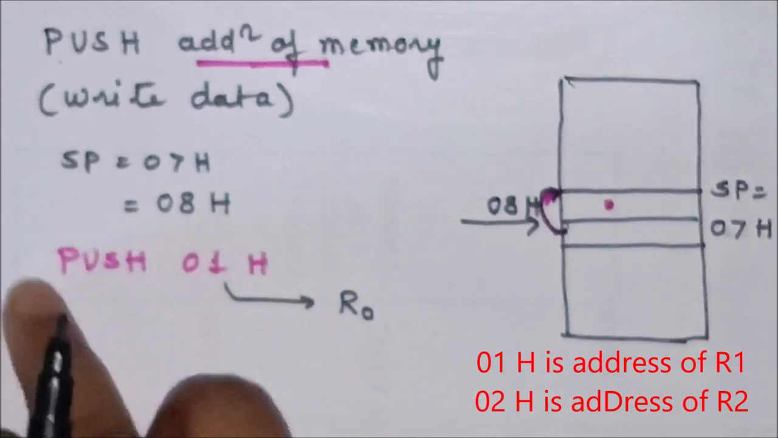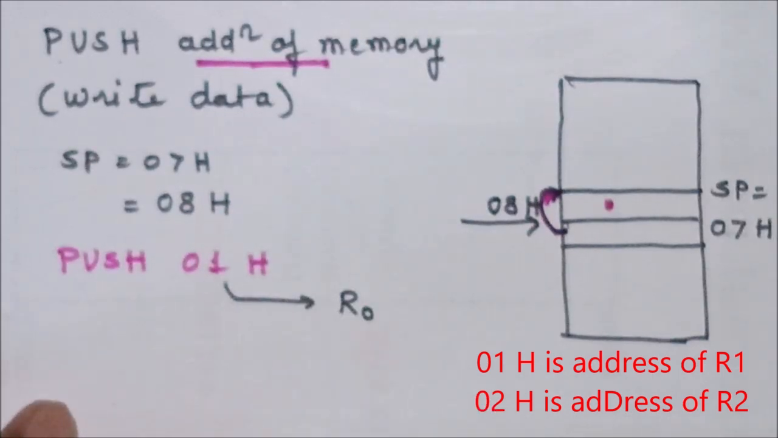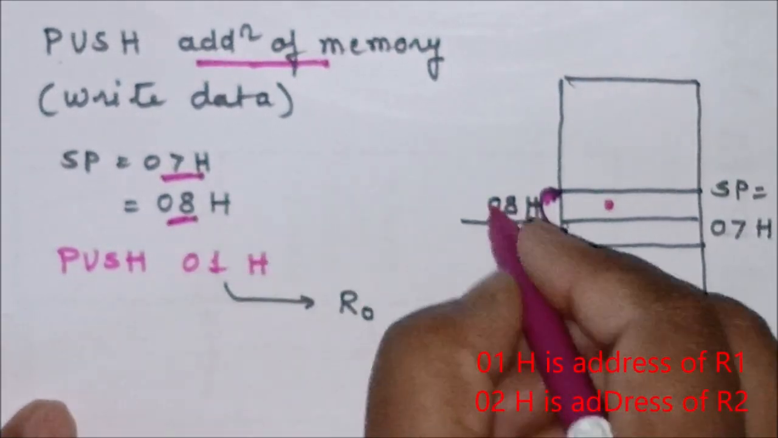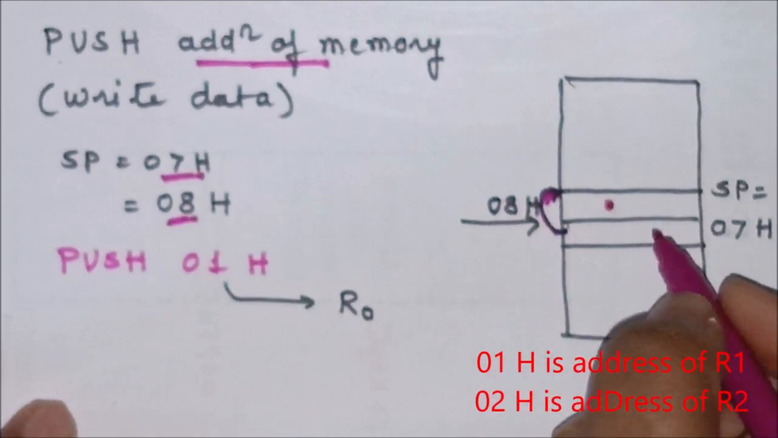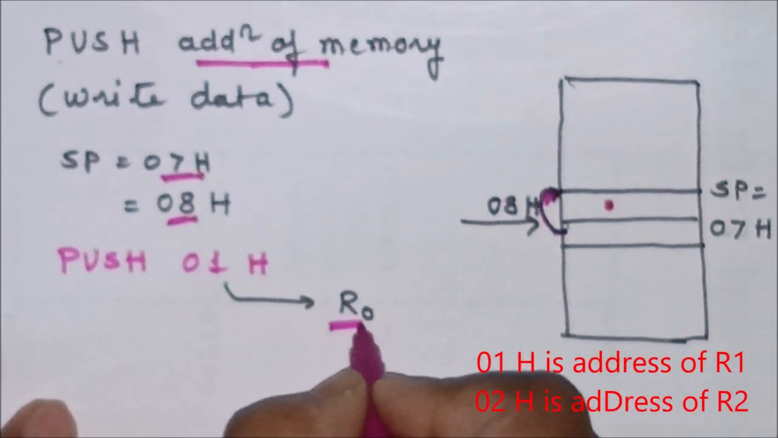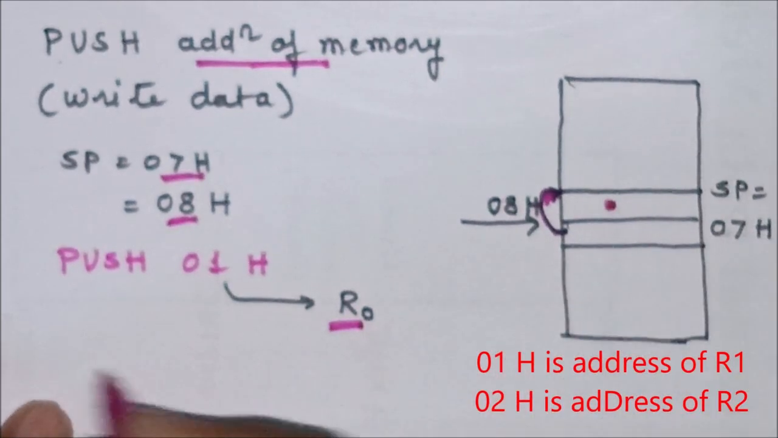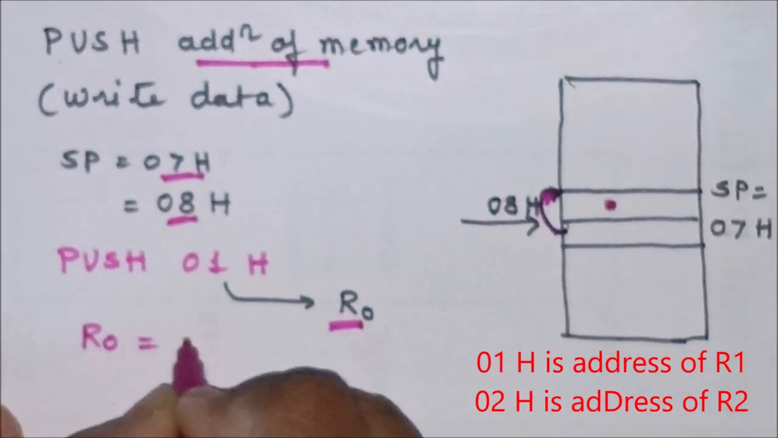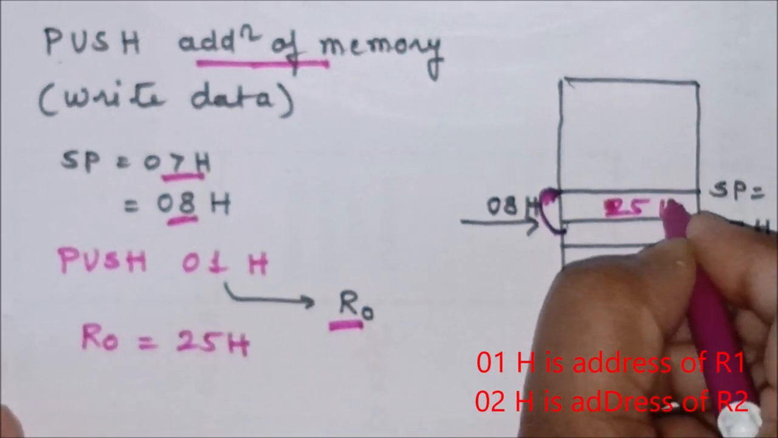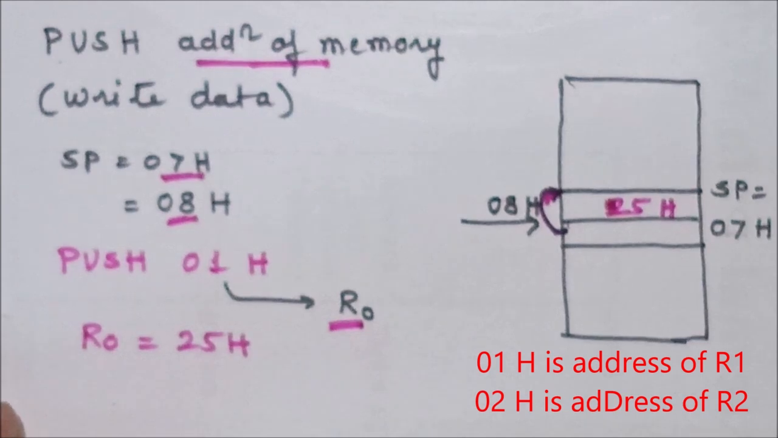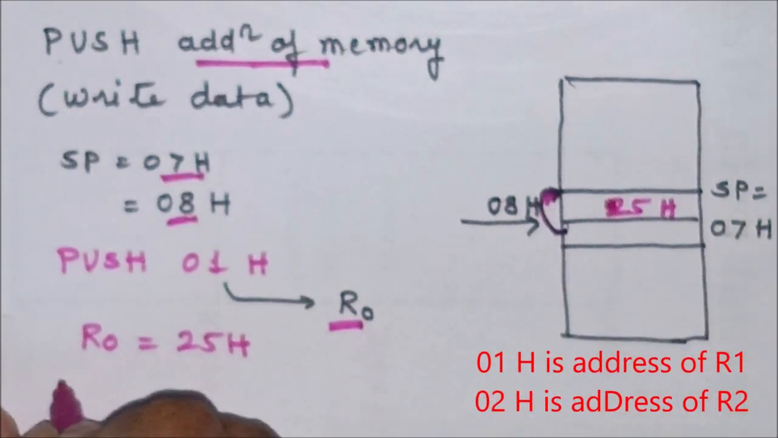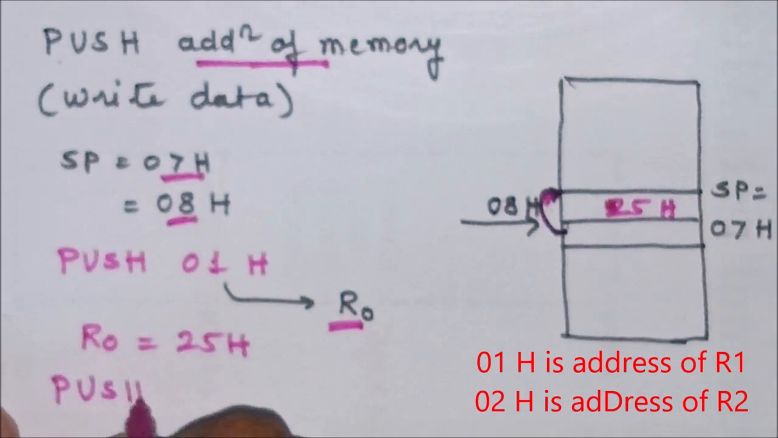So what will the microcontroller do? First it will check the contents of the stack pointer register. It will increment this content by 1. So the stack pointer is pointing to location 08H, and then it will store the data of register R0 at this memory location. Suppose in register R0 25H is stored, then the microcontroller will store 25H here.